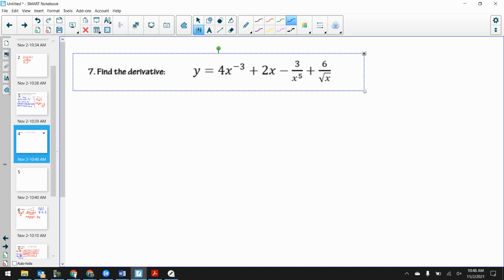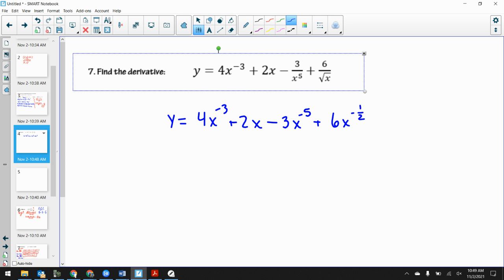What am I going to do with those last 2 terms? My first 2 terms are good, but my last 2 terms, I got to turn those into just powers of x, right? So y is equal to 4x to the negative third plus 2x minus 3x to the negative fifth plus 6x to the negative 1/2. Notice how the square root turned into x to the 1/2, and then since it was in the denominator, it's negative 1/2.